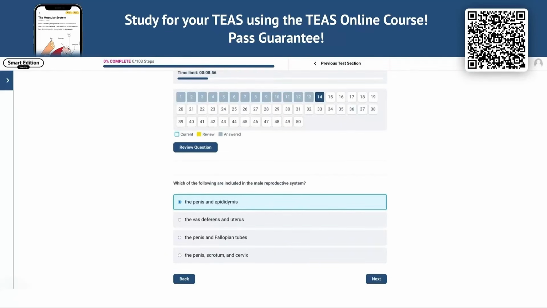Technically, the scrotum and the vas deferens are also part of the reproductive system. However, the uterus and the cervix are part of the female reproductive system, so those answers are incorrect.